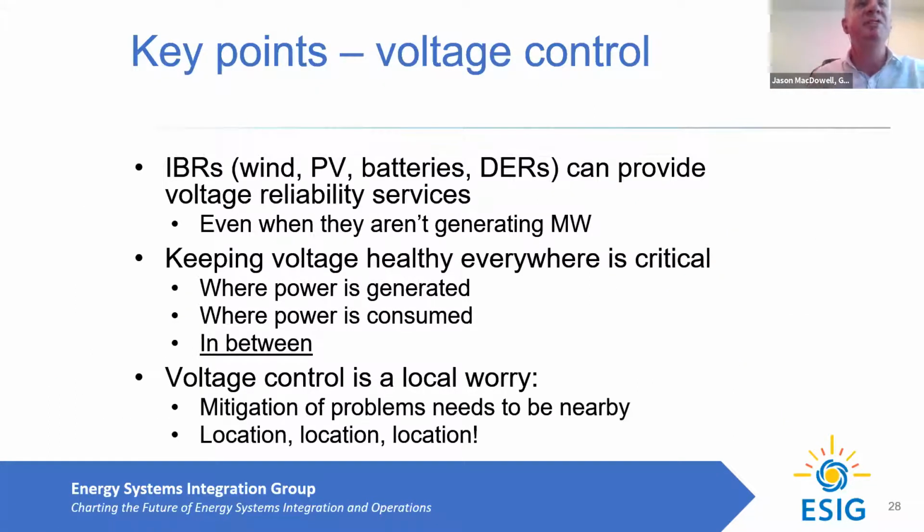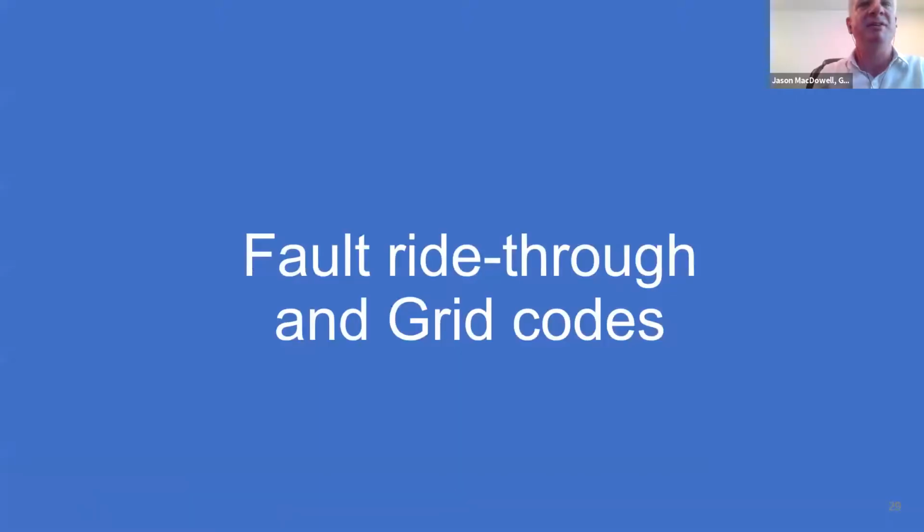So some key points on voltage control. Again, not a problem as long as you have the capability deployed. Closed loop voltage control is available. The key is keeping the voltage healthy where it's critical, where the power is generated, where the power is consumed, everywhere in between, keeping that balance, and making sure that you're doing it stably. And Nick is going to talk a lot more about that capability to keep things stable as you have more inverter-based resources where the grids are becoming weaker. So we'll talk more about that later.